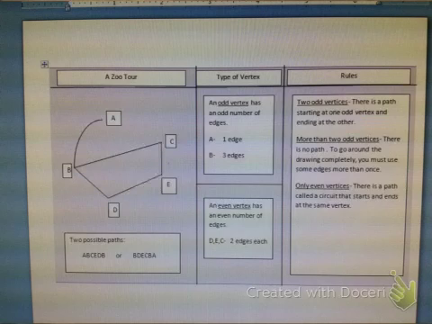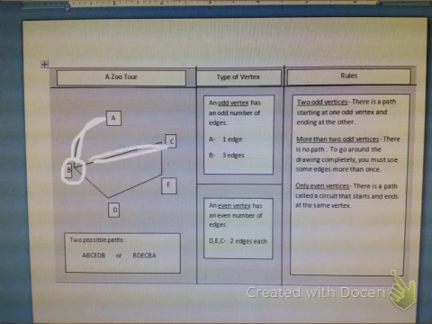Now there are also types of vertices. An odd vertex is a vertex that has an odd number of edges. For example, right here, the vertex A only has one edge, which leads to B. B also has an odd number of edges, because look, this is the B vertex: 1, 2, and 3. It leads three different ways, so there are 3 different edges.